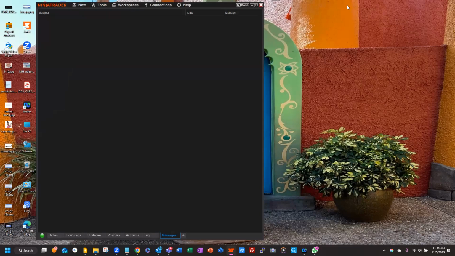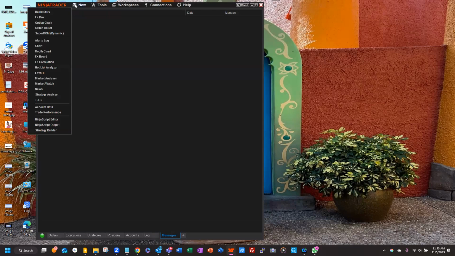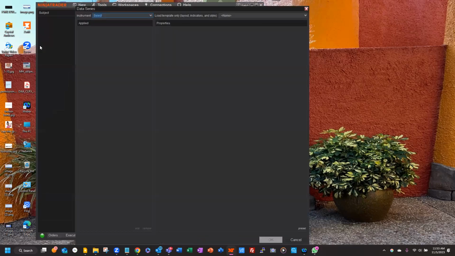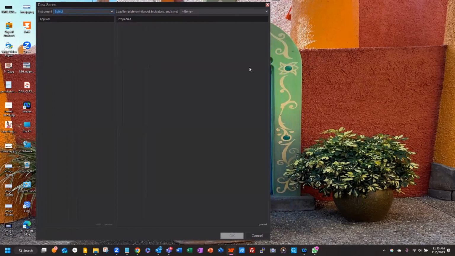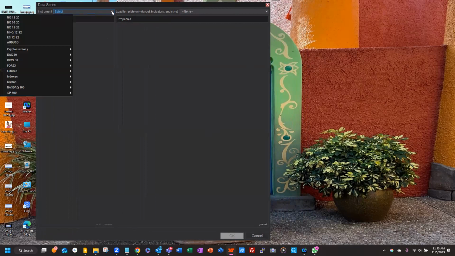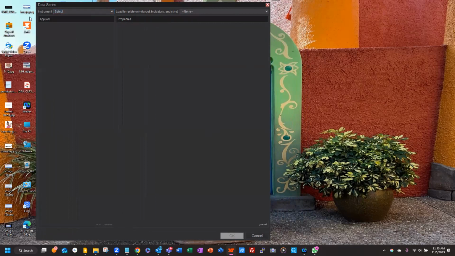So we're going to do a new chart now. Another new chart. Minimize it, and then that little small dash. All right. Now we're going to do another chart. We'll do new chart. Okay. NQ 1223 up there in the instrument should be the first one.